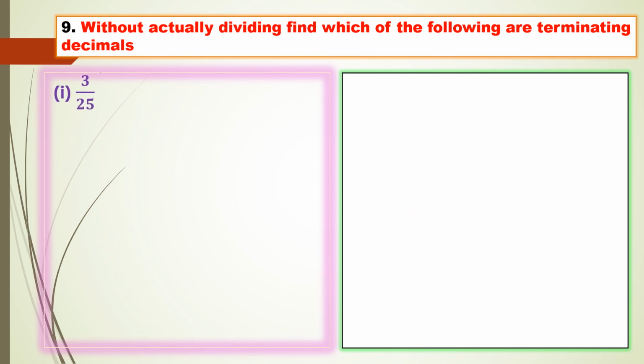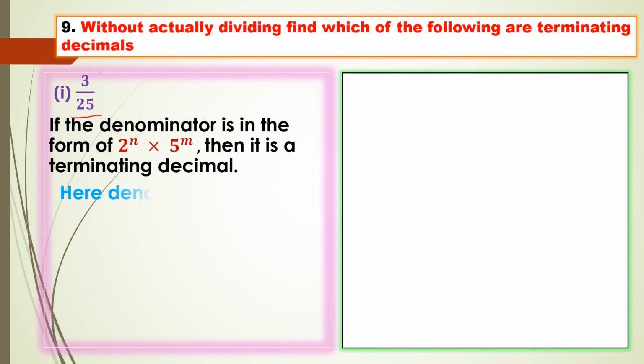3 by 25. When you do the prime factorization of 25, it will be 5 square. I told here only 5 should be there. 5 can be there, right? Because for 2 we can write 2 power 0. So if the denominator is in the form of 2 power n into 5 power m, then it is a terminating decimal.